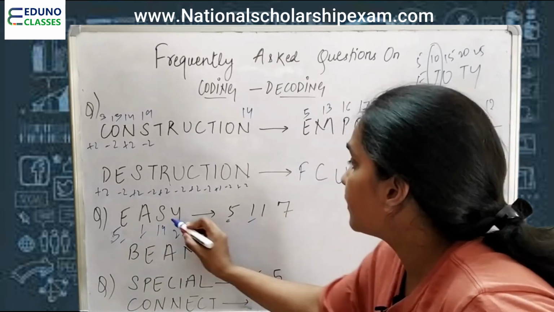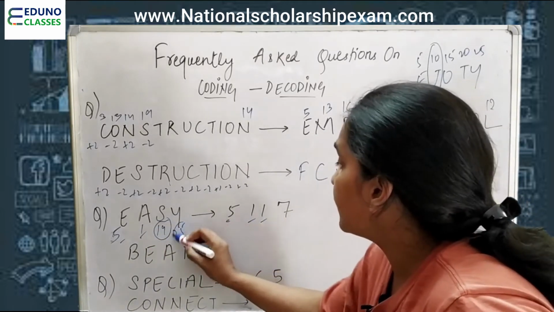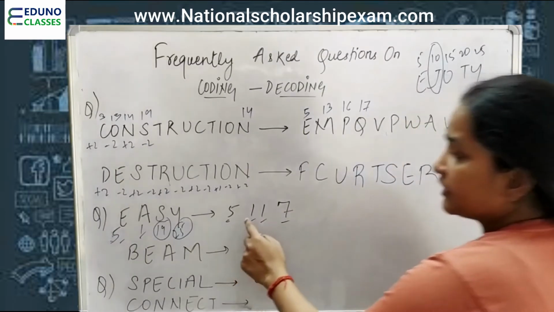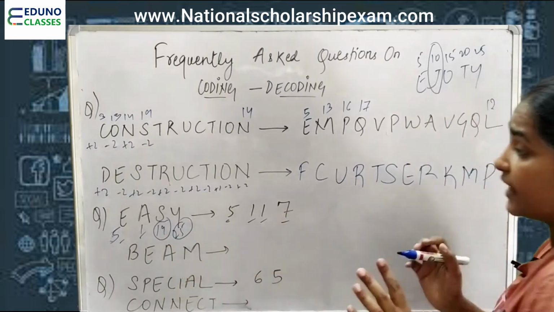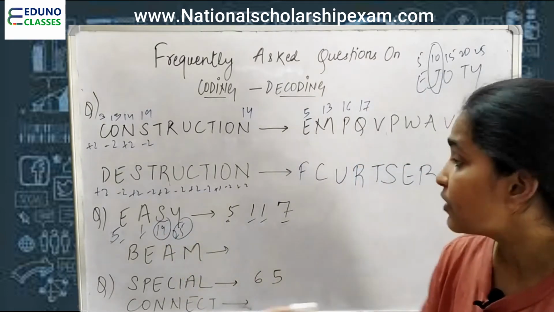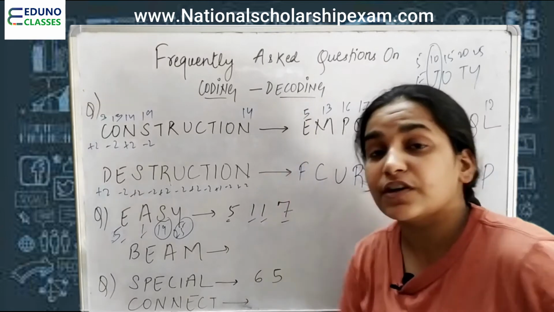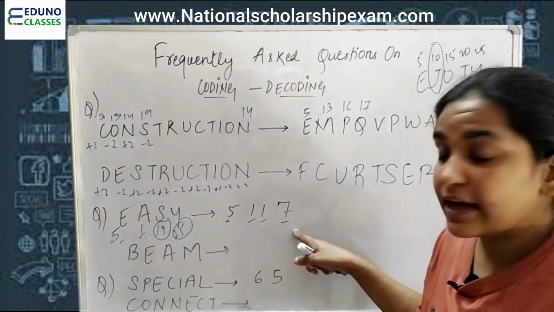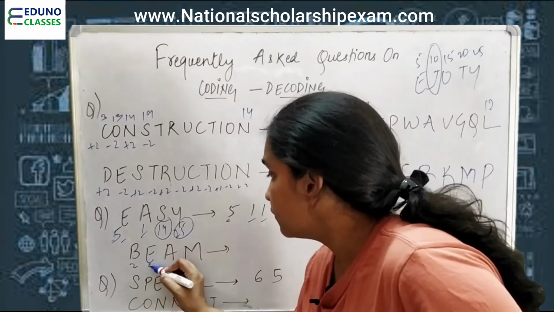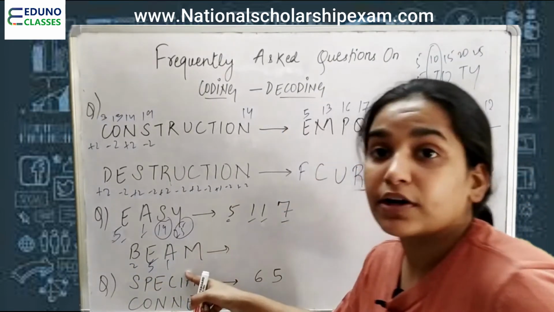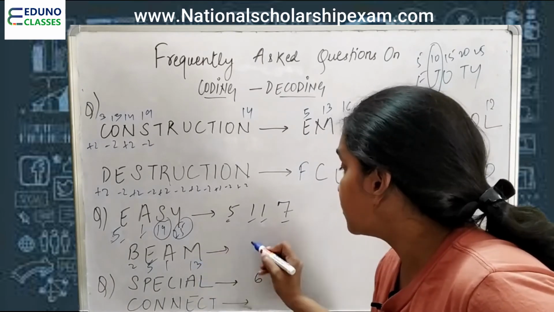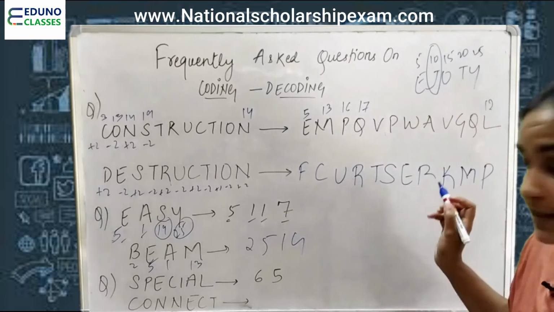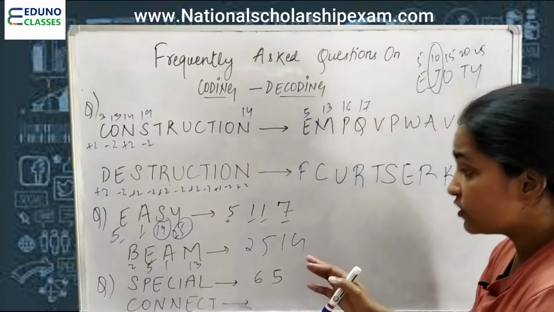5 is written as 5. 1 is written as 1. But 19 is written as 1 and 25 is written as 7. What is the relation? You can see 5 is as it is 5, 1 is as it is 1. But the relation between 19 and 1 is adding the digits: 1 plus 9 gives 10, and the first digit of 10 is 1. Here we have written that. 2 plus 5 is 7. Here we have 7. So again apply this. For beam: 2, 5, 1, and M is 13. So 2, 5, 1, and 1 plus 3 is 4. This is the code.